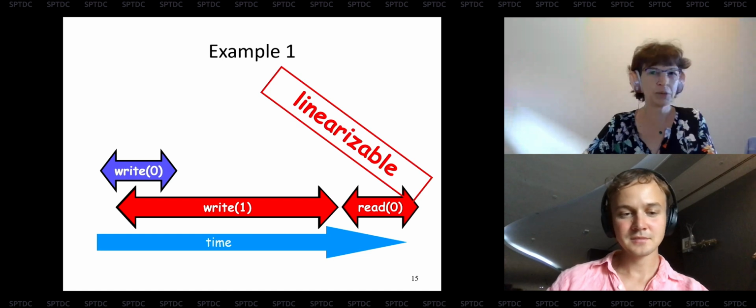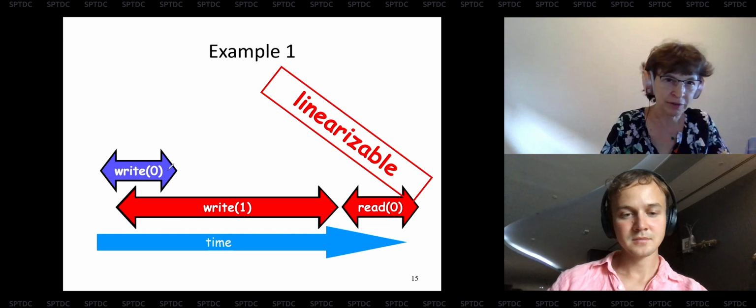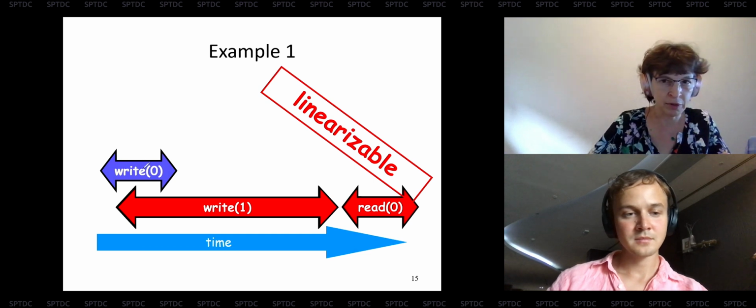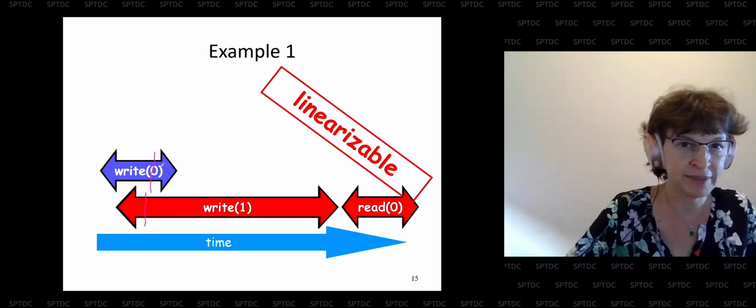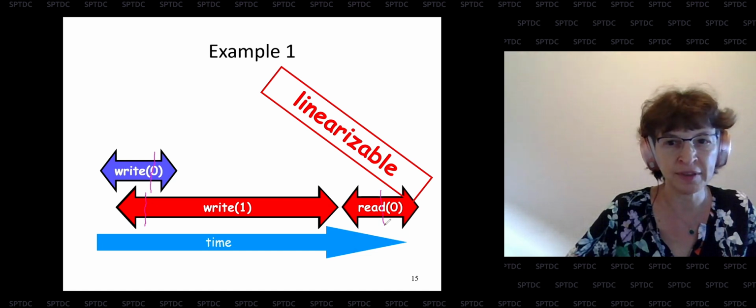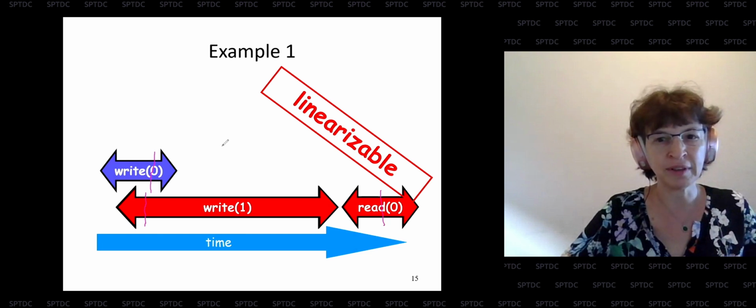Yes, so indeed it is linearizable because it is possible to order the write 1 here and the write 0 here. We can shrink the write 1 to this point and the write 0 to this point. Then the write 1 happens first, then the write 0, and then the read 0 happens, and everything is in order. So indeed, this one is linearizable.